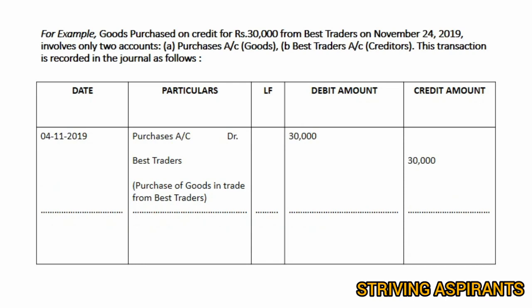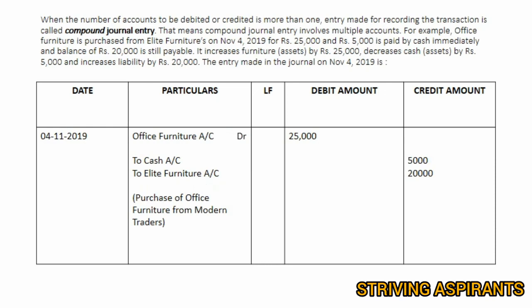Let's see one example related to the journal. Goods purchased on credit for rupees 30,000. We give the date and enter the entry: purchases account debit to Best Traders, purchased goods in trade from Best Traders, and the corresponding amount in the debit amount column and in the credit amount column. After that, we put one line and close that transaction. Then we enter the next transaction, and after entering all the transactions, we balance the total amount at the bottom.